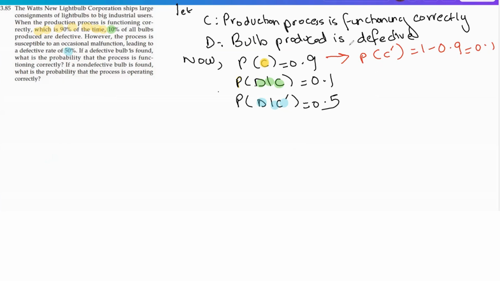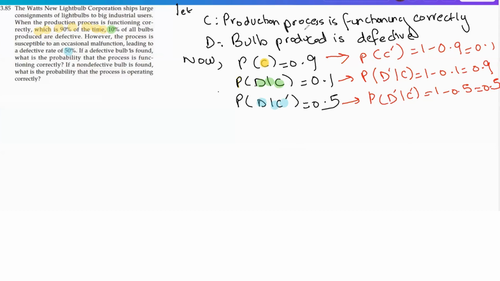Because it will either be functioning correctly or it won't be functioning correctly. Similarly, the probability that it's defective given correctly is 0.1. If it's functioning correctly, the probability of defective is 0.1, so the probability that it's not defective given that it's functioning correctly is 1 minus 0.1, which is 0.9. Similarly, the probability that it's defective given that it's not functioning correctly is 0.5, so the probability it's not defective given that it's not functioning correctly is 1 minus 0.5, which is 0.5.